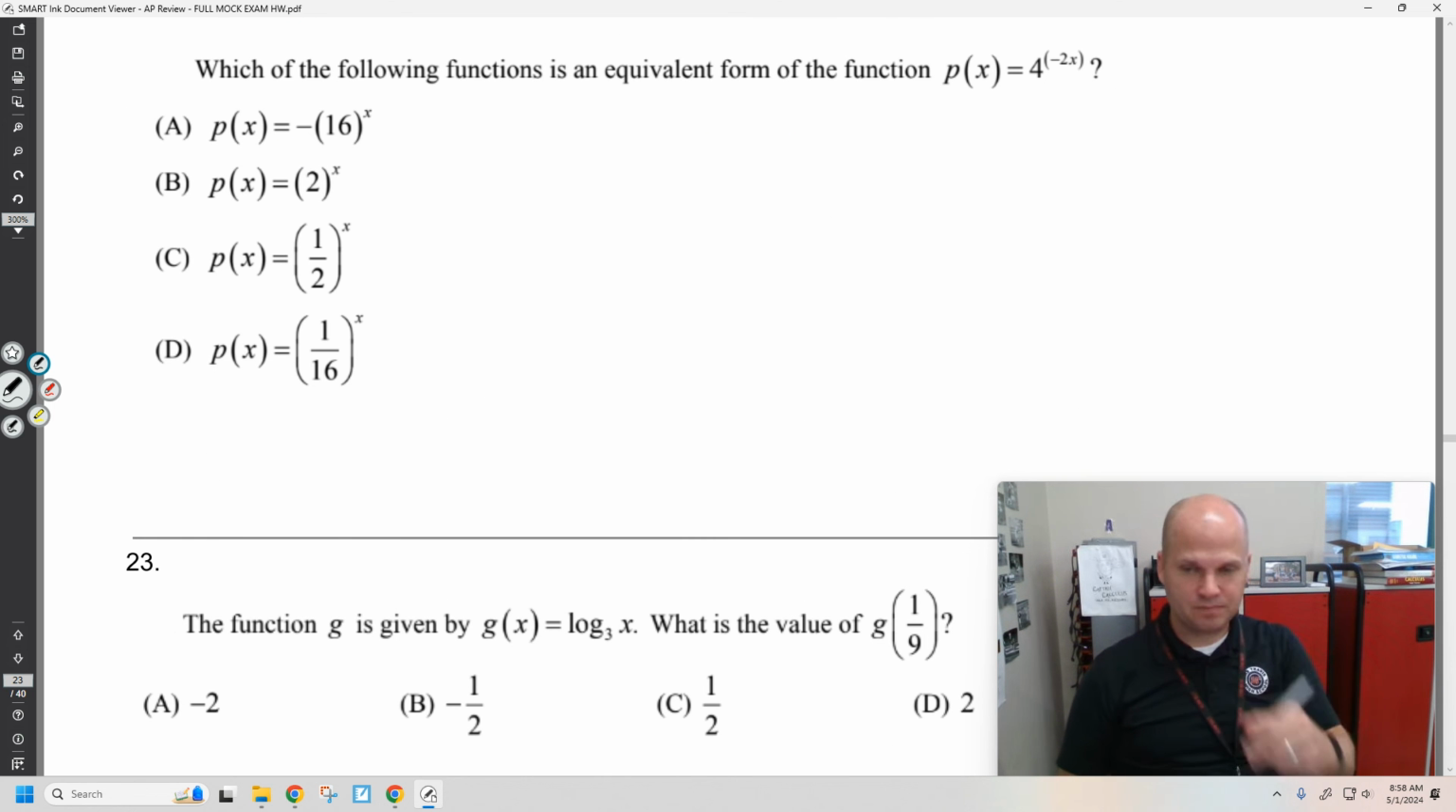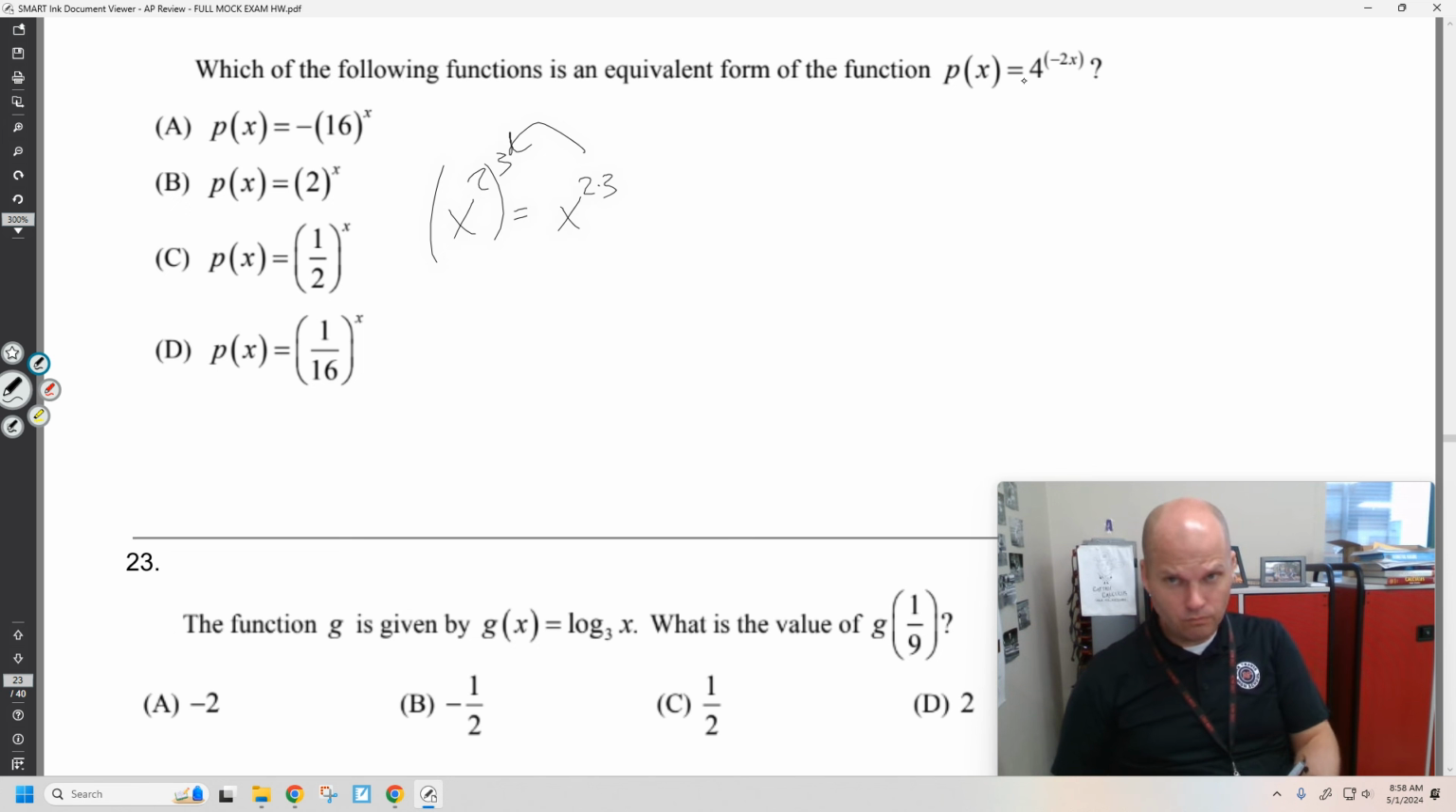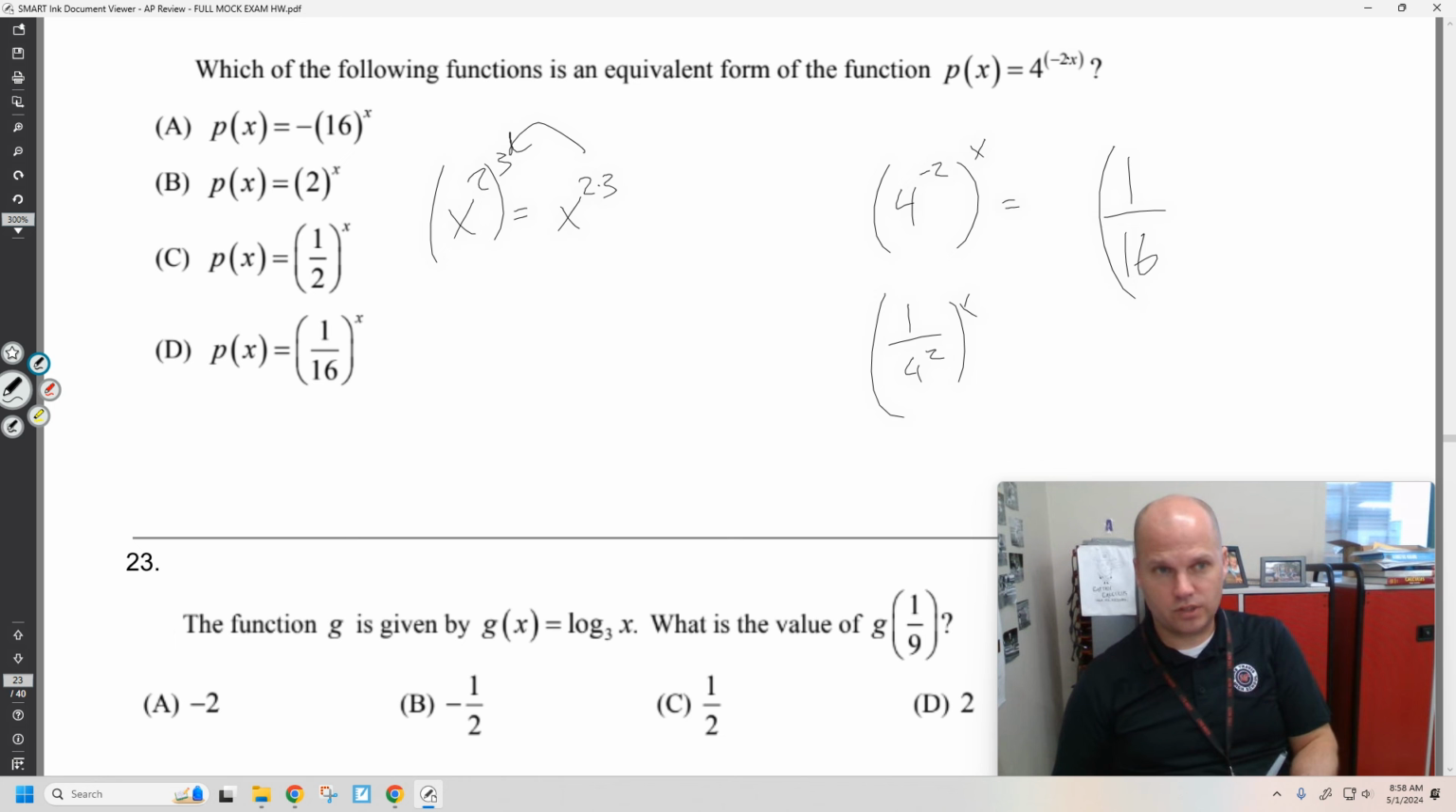A product, x squared cubed, is x to the 2 times 3. X to the 2 times 3, therefore, can be written as x squared cubed. 4 to the negative 2 times x can be written as 4 to the negative 2nd to the x, which can be written as 1 over 4 squared. Don't write that as negative 16. It's 1 over 4 squared to the x. So that's 1/16 to the x.